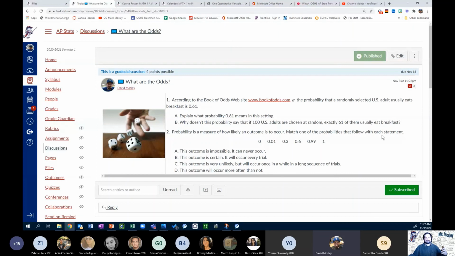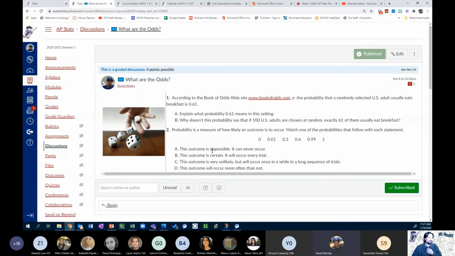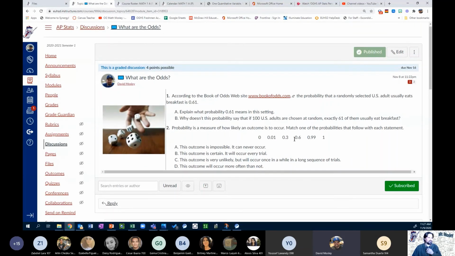Okay, think of, is sampling 100 U.S. adults enough to make that statement? And then there's a matching problem. Probability is a measure of how likely an outcome is to occur. Match one of the probabilities that follows with each statement. Right. There are 4 statements and 6 numbers, so they're not all going to be used.